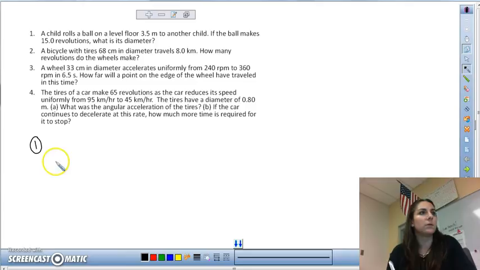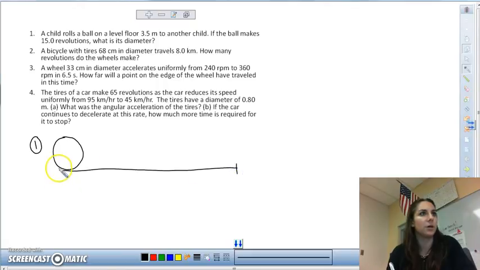So we have a child that rolls a ball. So here's our ball, and they roll this ball to another child, which is 3.5 meters away. We know the ball has made, I'll put this over here for R, it's made 15 revolutions. The question is, what is the diameter of our ball?